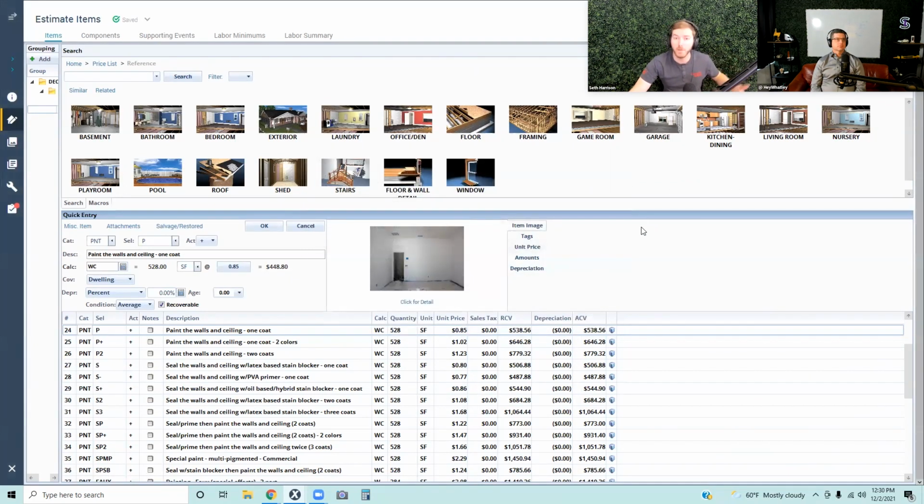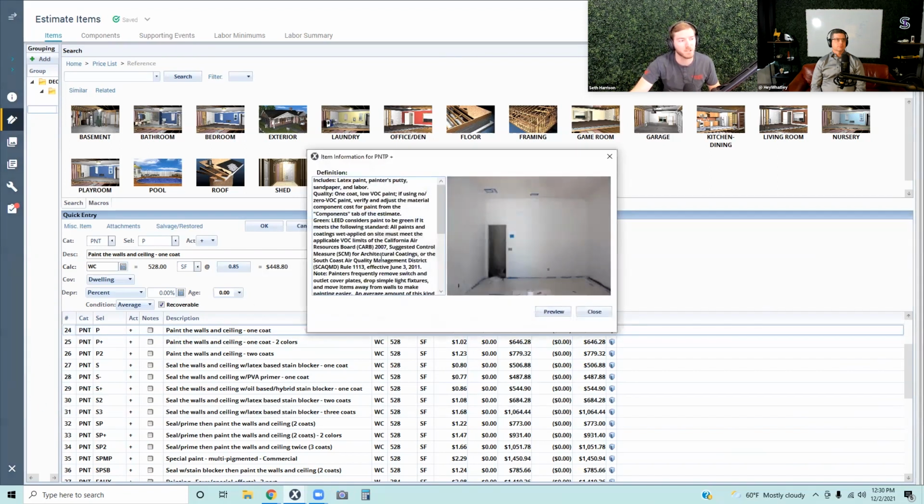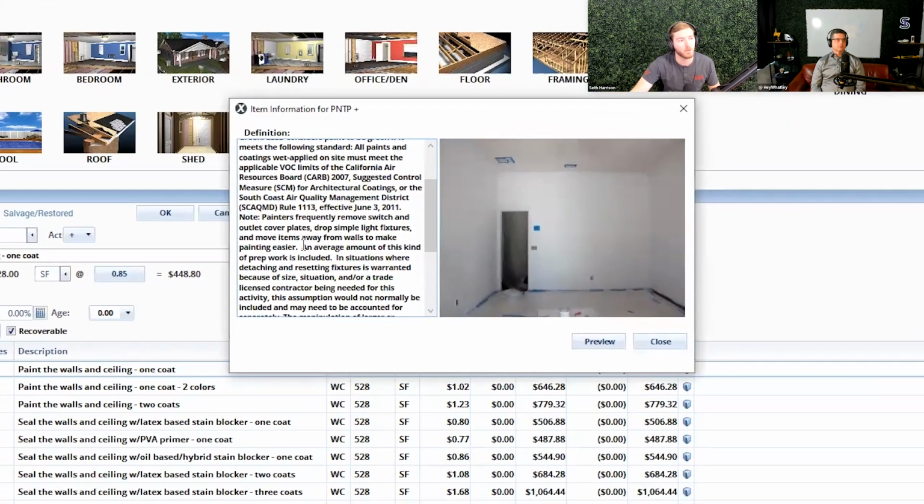So if you are unfamiliar with what we're doing, I'm clicking the individual line item, going to item image. I'm going to select the image to get the additional item information. What I was referencing was this right here. Painters frequently remove switch and outlet covers, drop simple light fixtures, and move items away from walls to make it easier. An average amount of this kind of prep work is included. Great. Like not full stop at all.